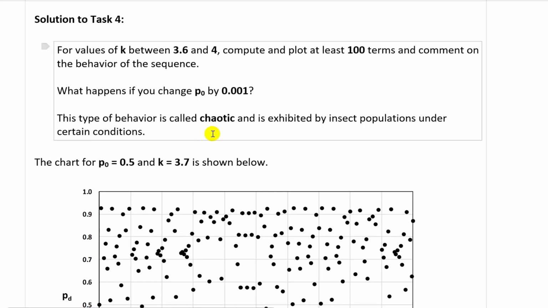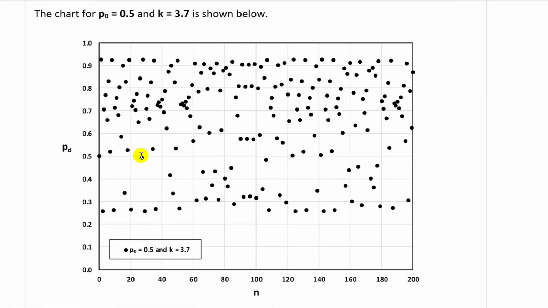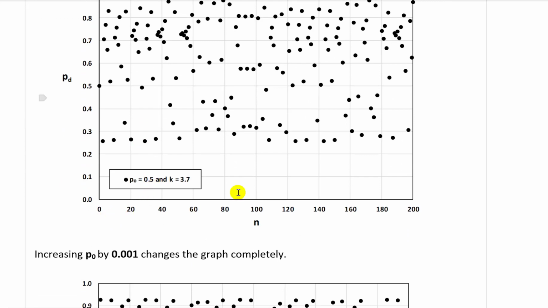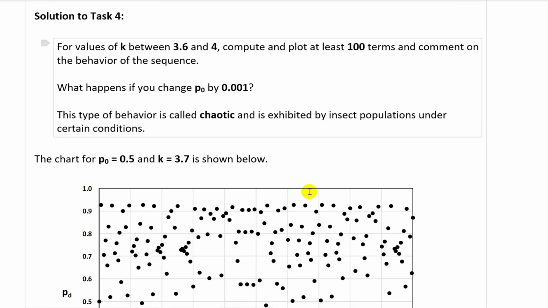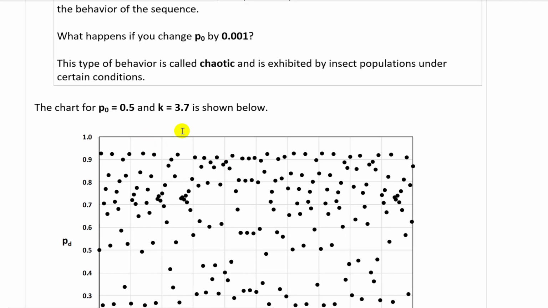Yeah, alright, let's just see what happens here. These are quite interesting graphs. This is going for a lot of terms. I went up to 200, just as my calculus book solutions did, so I just followed it.